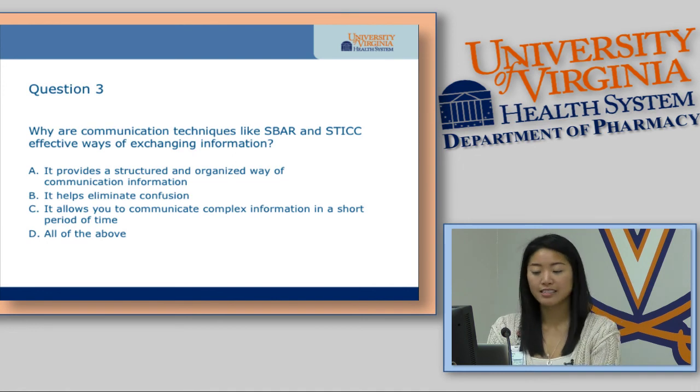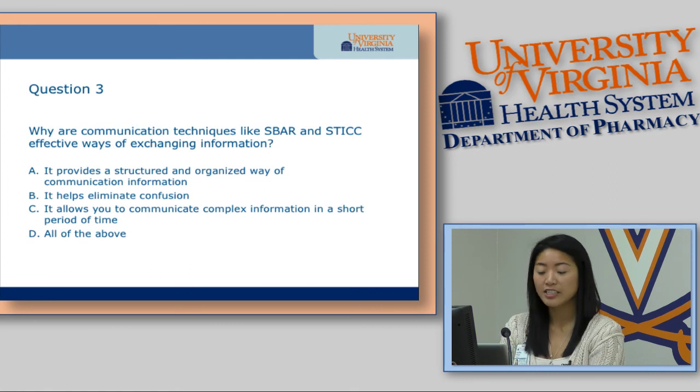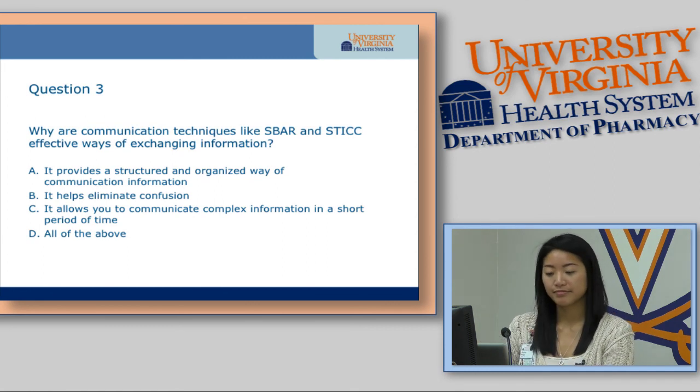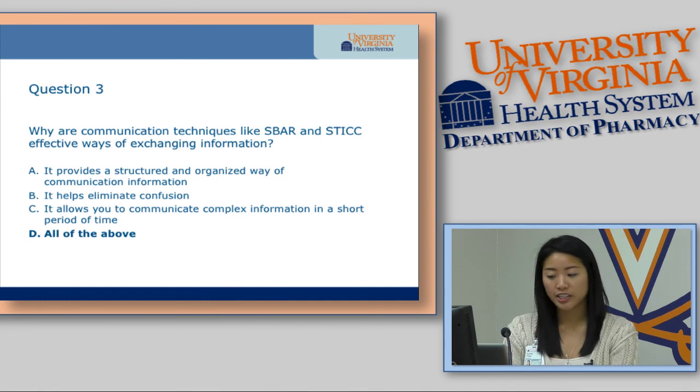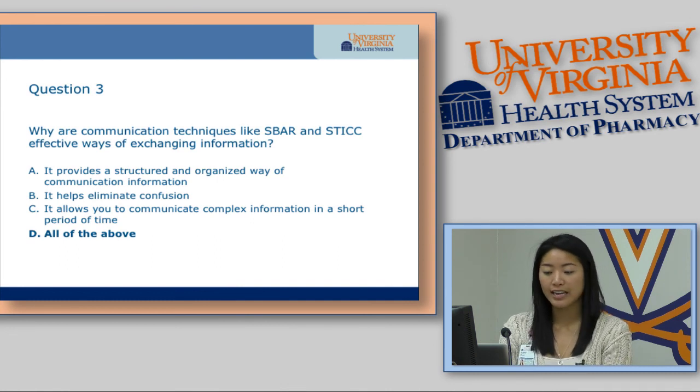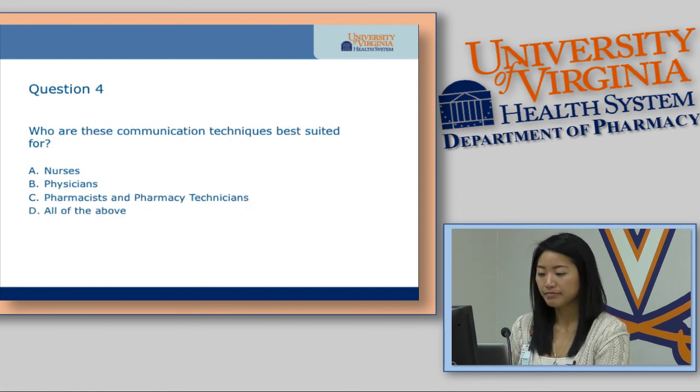The third question, why are communication techniques like SBAR and STIC effective ways of exchanging information? And yes, it's all of the above. It provides a structured and organized way of communicating information. It helps eliminate confusion within communication. It allows you to communicate complex information in a short period of time.